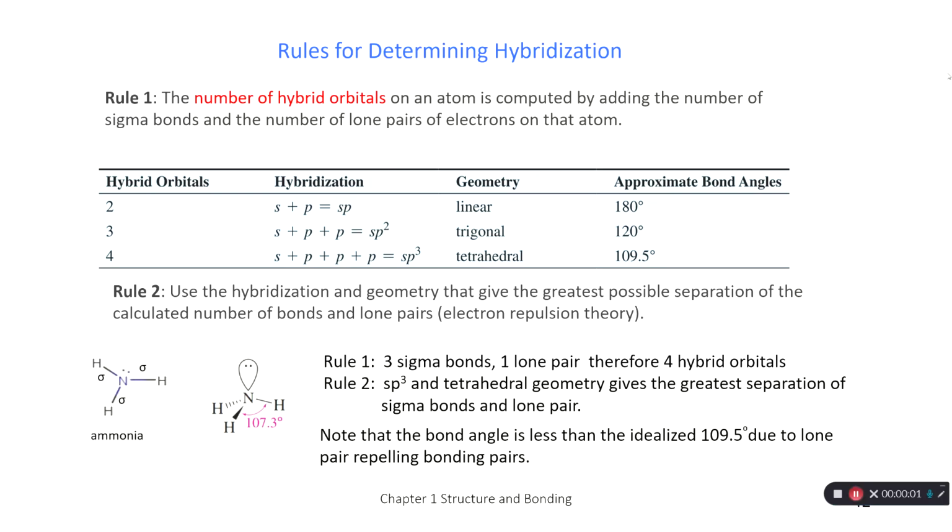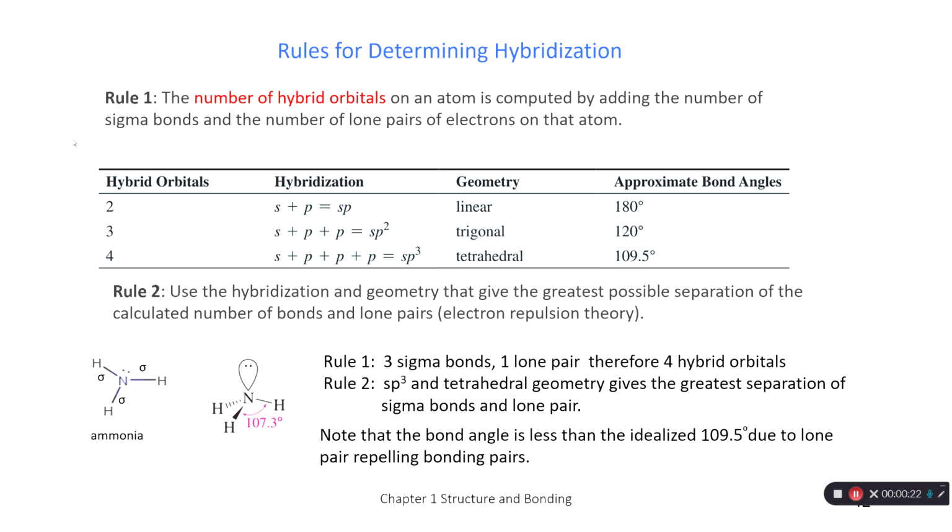In this video, I would like to talk about the rules for determining the hybridization of a given atom. Rule number one says that the number of hybrid orbitals on an atom is computed by adding the number of sigma bonds and the number of lone pairs on that atom. And once you determine that number, then you can predict the hybridization.